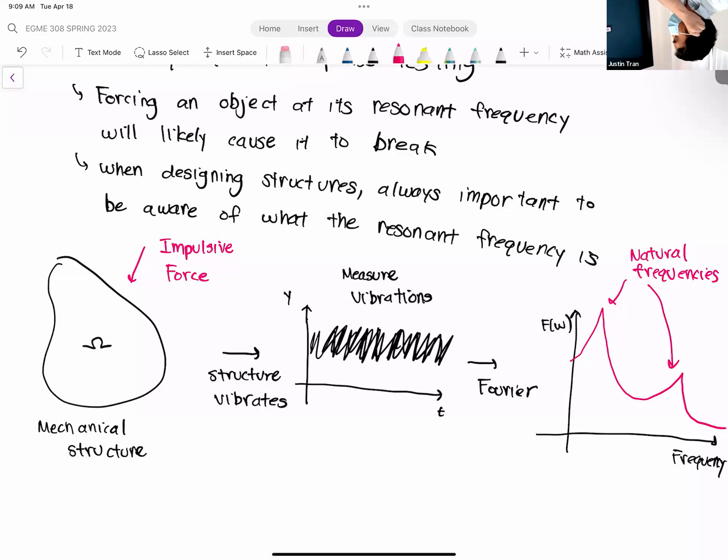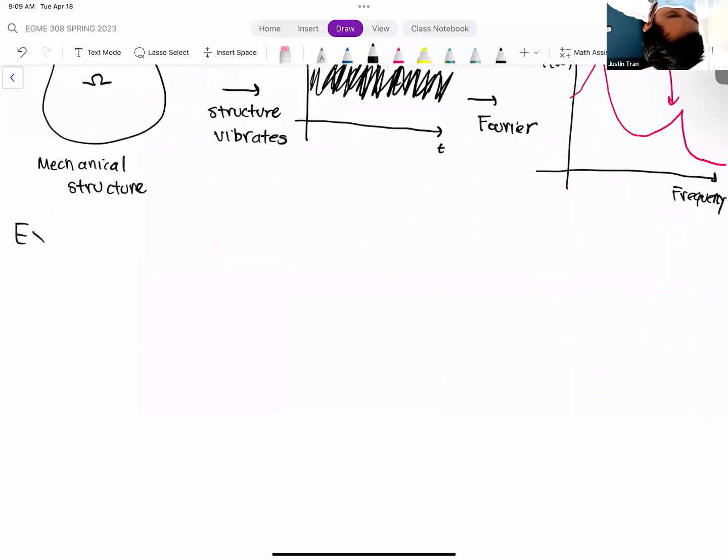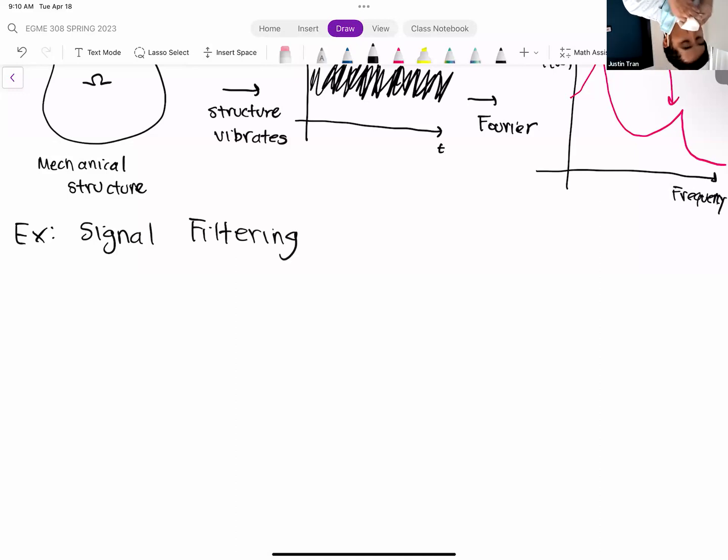All right, and so another application for the power spectrum is in signal filtering. In the world of signal processing, so this is a little bit more on the electrical engineering side, a lot of times you get signals that have a lot of noise associated with them.